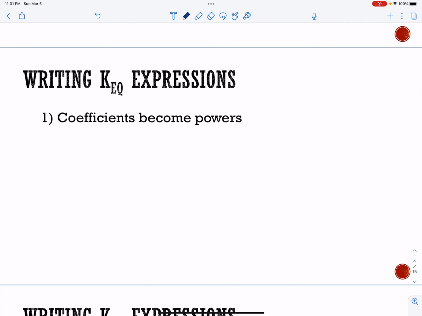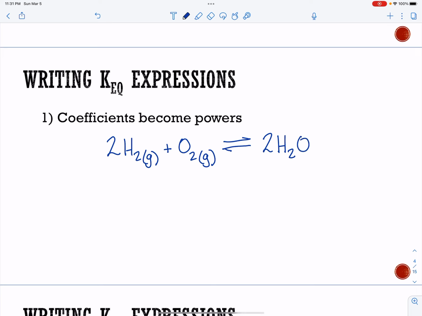So, some rules when we are writing our KEQ expressions. I'm going to give an example of a reaction here. So we're going to start with hydrogen and oxygen transitioning into water. You're going to notice that I have two H2s, and this is a gas, plus O2 gas. And you'll notice when they're in their gaseous form, H2 and O2 are diatomic, so we always find them in twos. And when we put those two together, we have this equilibrium reaction where they will form two molecules of gaseous water, H2O.